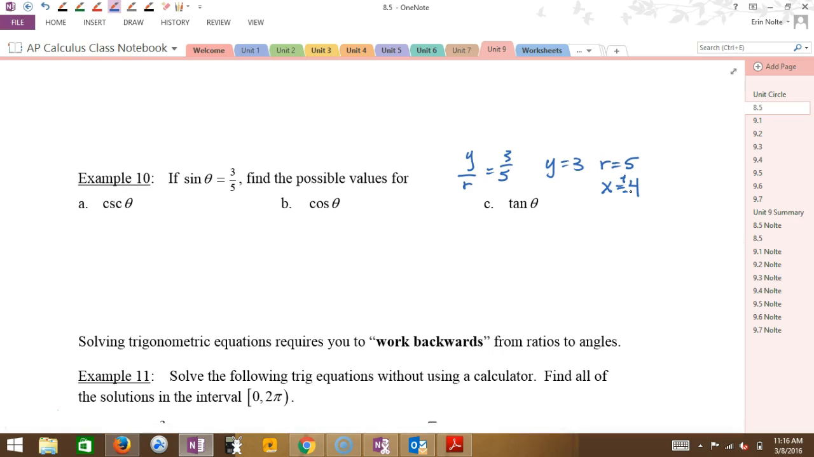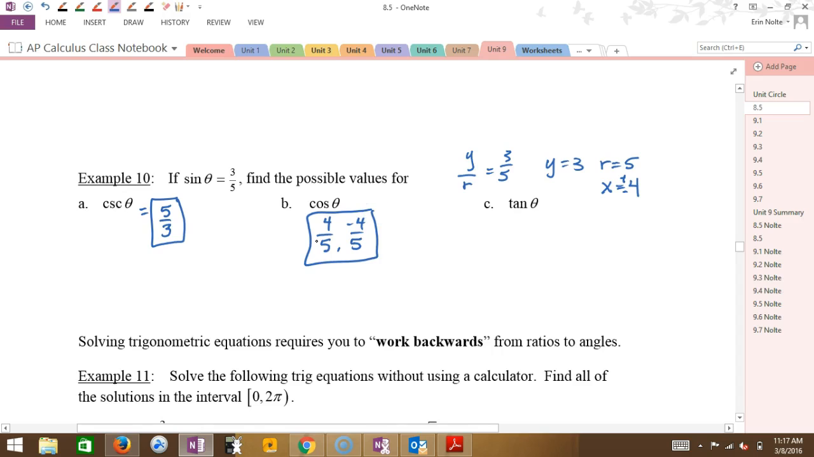Now if I do my ratio for cosecant, cosecant is the reciprocal of sine. That one's pretty simple. There's no other possibility than 5/3. For cosine, cosine is x over r. So the possibility for this one is it could be 4/5 or it could be negative 4/5. You could write that as plus or minus 4/5. And then tangent is y over x, so this one's going to be plus or minus 3/4.